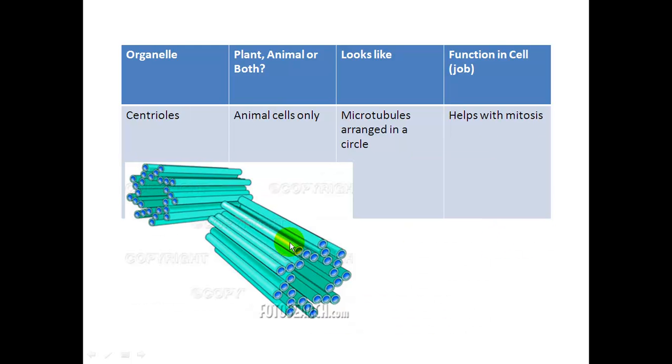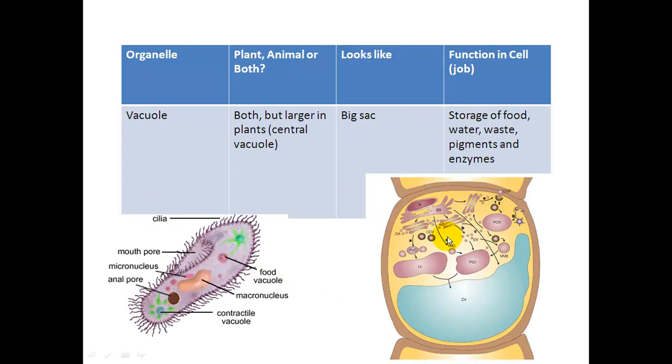Centrioles are made of microtubules. Those are the hollow ones of the cytoskeleton. And in animal cells only, they have these structures. They help with mitosis, so they help form the spindle fibers, which we'll get into in trimester 2. And these microtubules are arranged in this circle structure. And there's usually 2 of them on the north and on the south ends of the cell, of animal cells only.